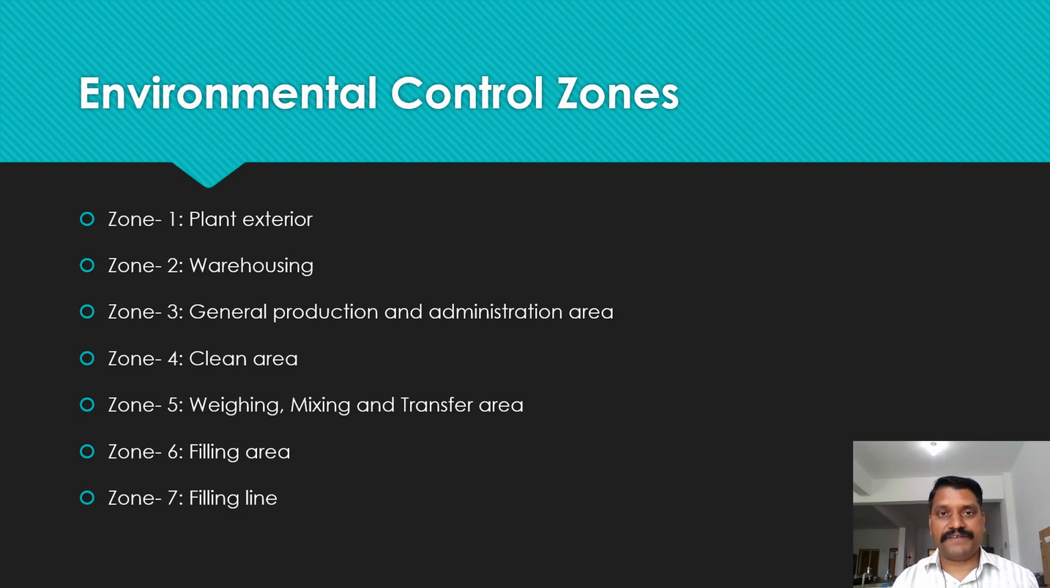As per the Gazette of India, the environmental control zones are grouped as white zone, that means the filling area; gray zone, weighing and filtration; and black zone, that means the storage area. So this is about the environmental control zones.